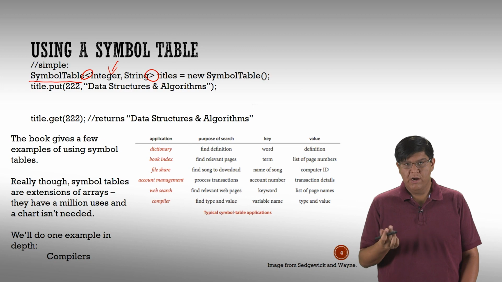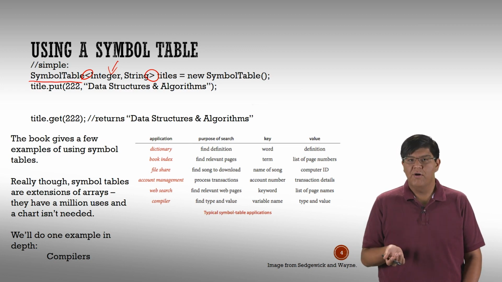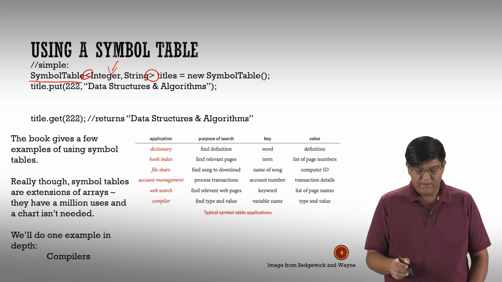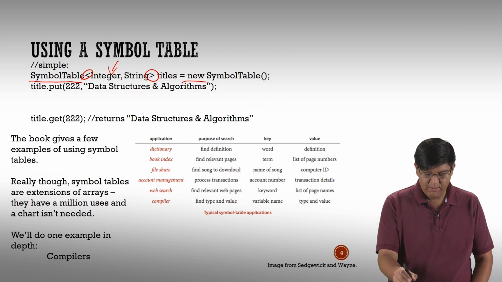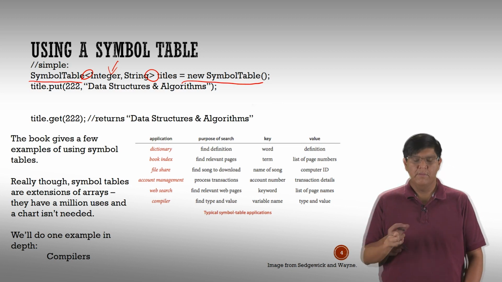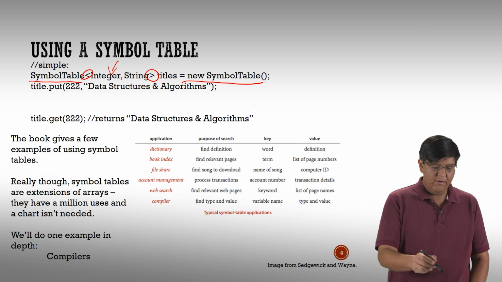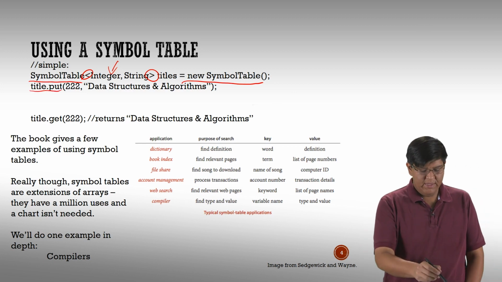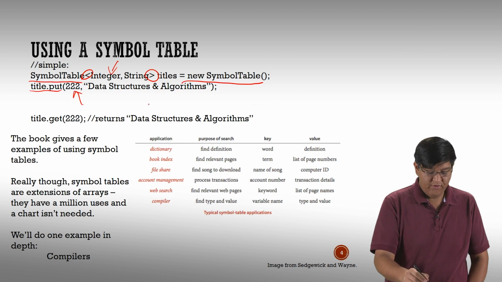Now, because I'm using generics, I basically have a choice. I can put in anything I want there. If I want to do string and string, that's fine. Integer and integer, that's fine. Anything and anything is fine. And then I'm creating this new variable, and I'm building a new symbol table and storing it inside of it. So I have this new thing called titles, that's a symbol table. Looking down, I have my next line, which is put. So I'm doing titles.put. And you can see that I have my key, and I have my string.